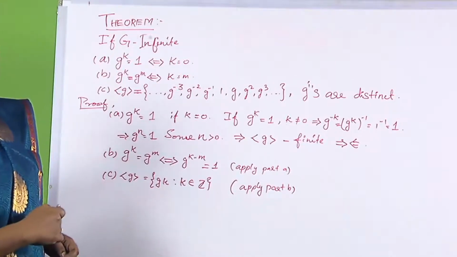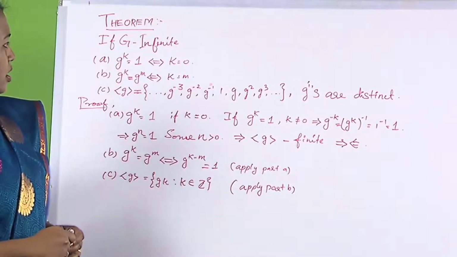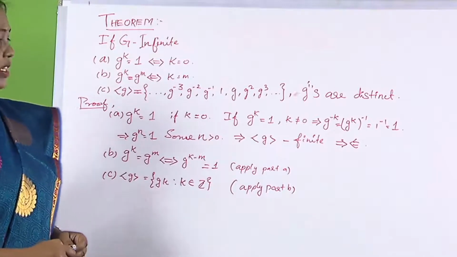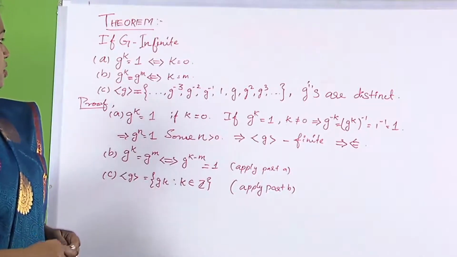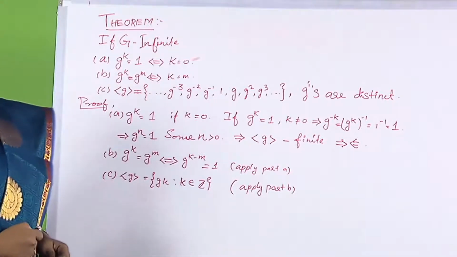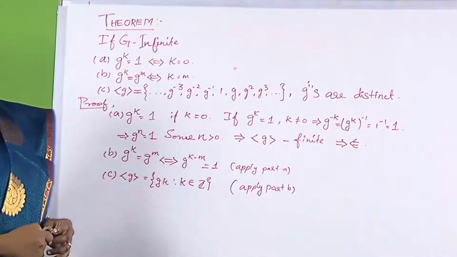Then C, the group generated by g is equal to {..., g power minus 3, g power minus 2, g power minus 1, ...}. So, there is a distinction between the finite and infinite case, where you have powers or negative powers here, and here also the g^i are distinct. So, these are the three properties. We will prove property number A. So, g power k is equal to 1.